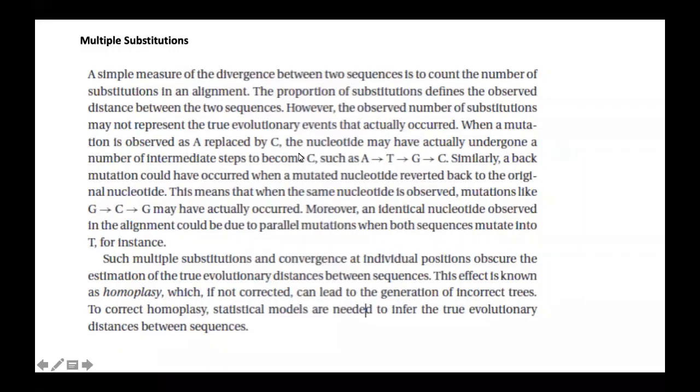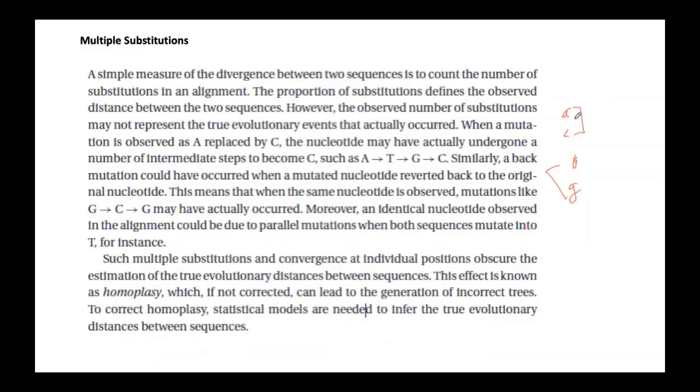For example, you're comparing two sequences, so let me just write it down. You align the two sequences, and you find that in a certain position one sequence has A and the other sequence has C. And it could happen that in comparing the two sequences you find G and G. But they might not be the true reflection of what actually happened in real life.